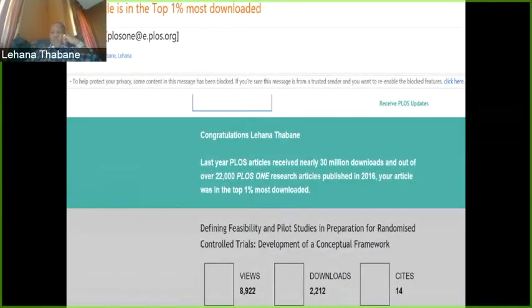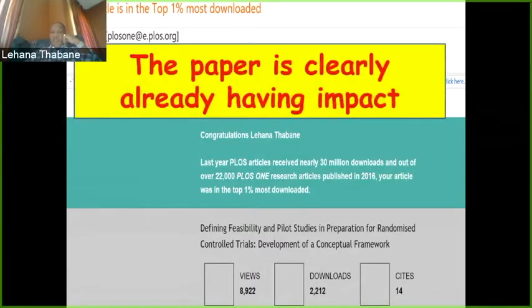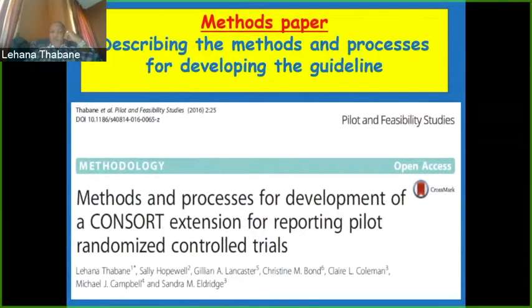And fortunately, people paid attention to this paper, and it's one of the highly downloaded papers from the journal. So clearly, we're dealing with an issue that has brought a lot of challenge for many researchers around the globe. We then published the processes that we had undertaken when we started the job, which was in 2011, and it took us quite a while.